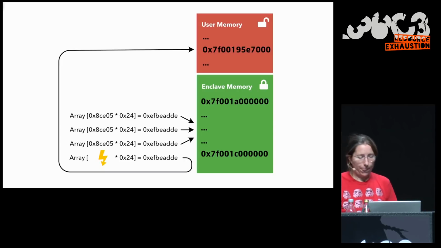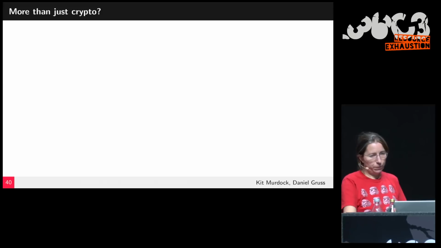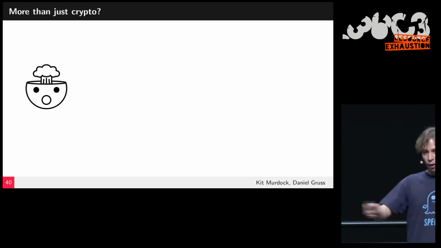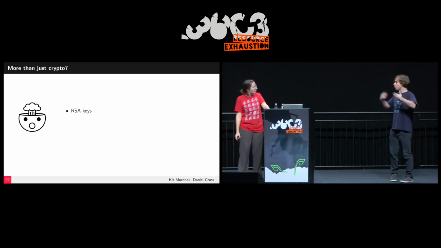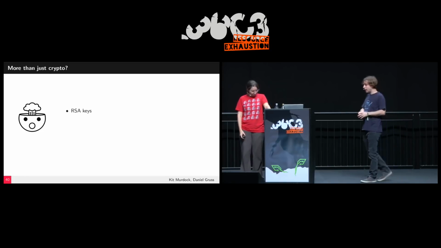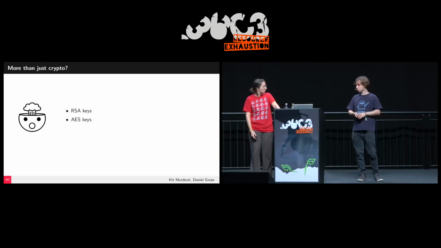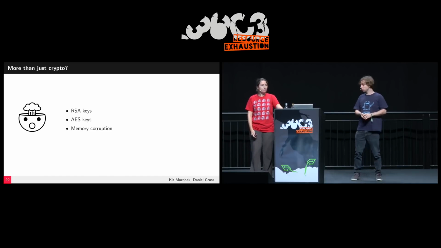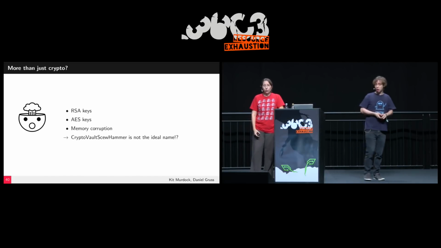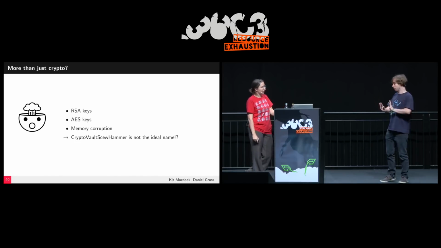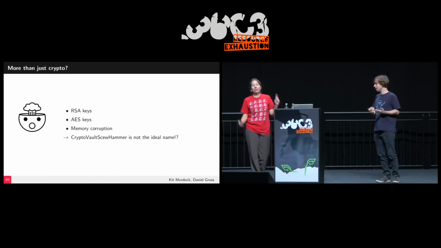So yes, I get your point. It's more than just crypto, right? Yeah, it's way beyond that. So we leaked RSA keys. We leaked AES keys. Yeah, we did not just that, though. We did memory corruption. OK. So yeah, OK. Cryptovolt Screwhammer, point taken, is not the ideal name.